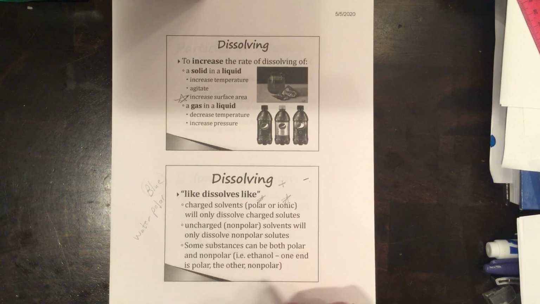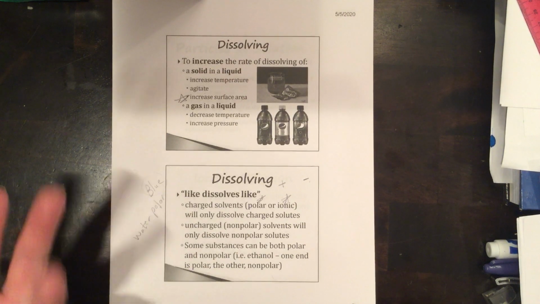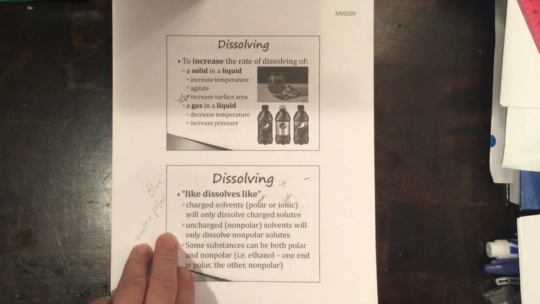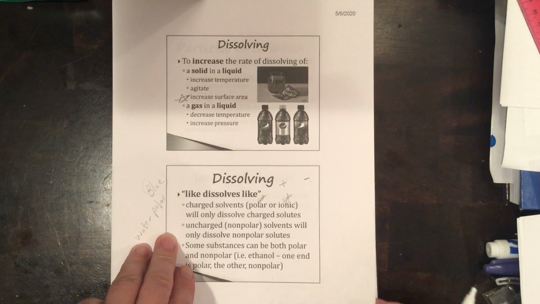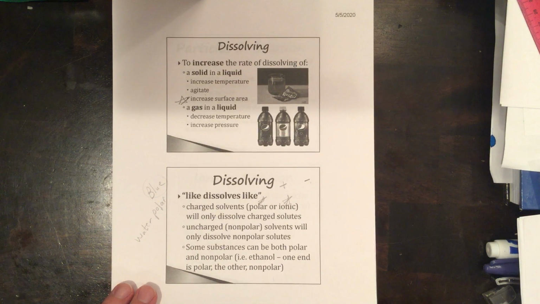Now this down here, read that, write it down, okay? Ethanol, one end is polar, the other end is non-polar. We're not going to go into actually drawing what ethanol looks like, but it's just good to know that, okay? So polar and ionic will dissolve charged things, and non-polar will only dissolve non-polar things.